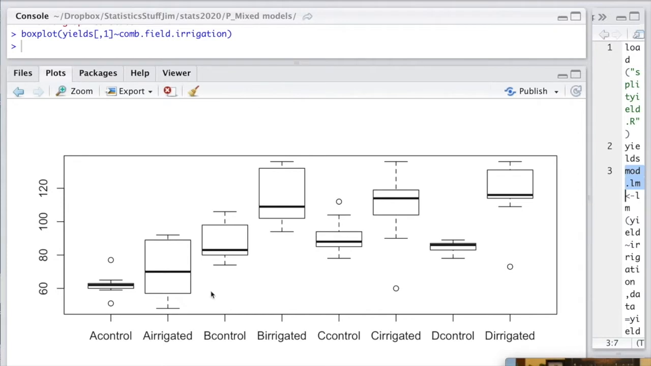So here I've made a box plot where this is field A, control and irrigated. This is field B, control and irrigated. Field C, and field D.